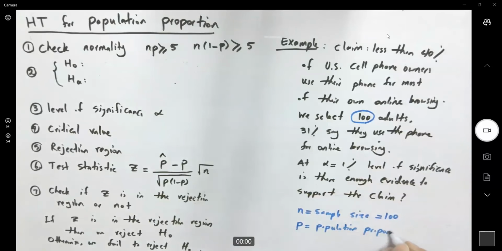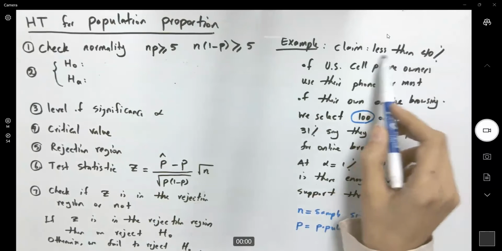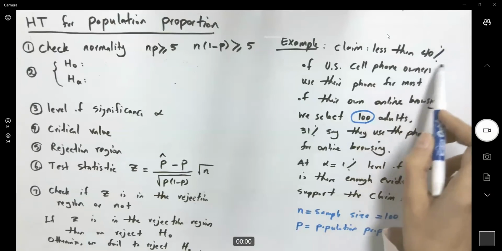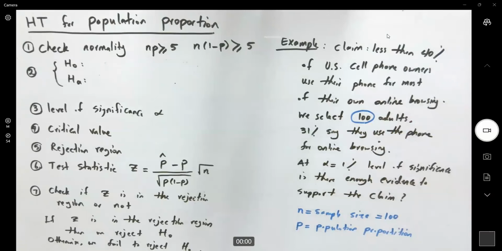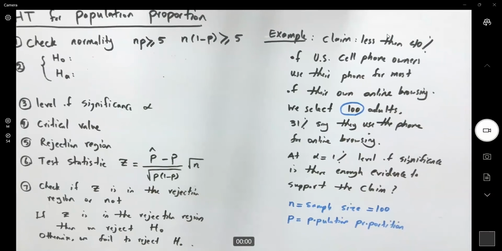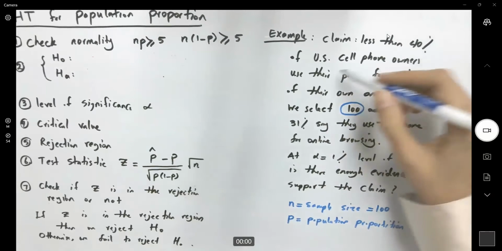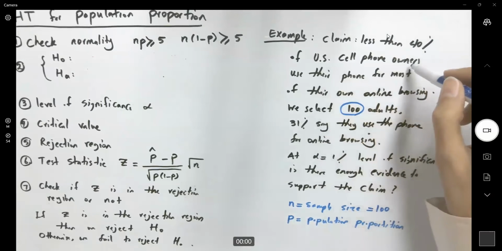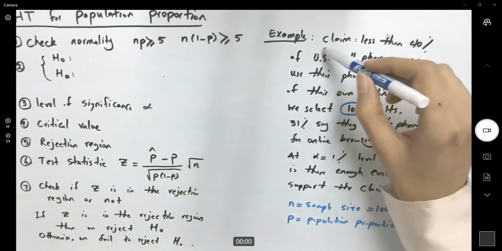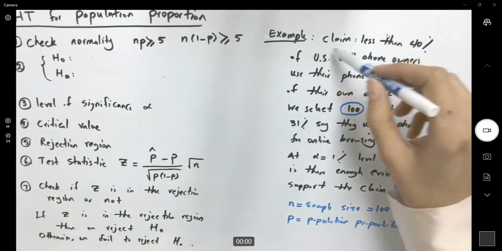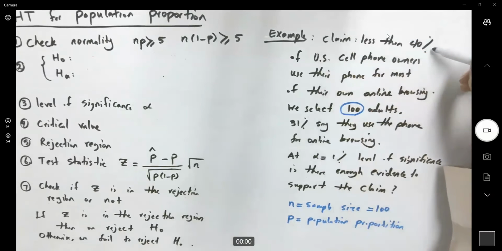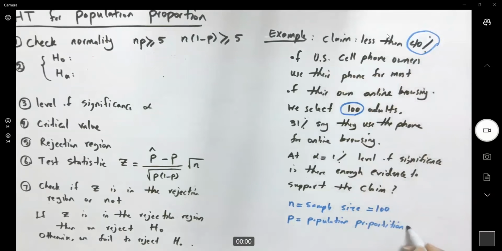proportion. Read the question carefully. Population proportion is given to us in the claim. This is the claim, it says that 40% of US cell phone owners. We don't know if it's true or not, but this is the claim. So population proportion is given to us as 40%.